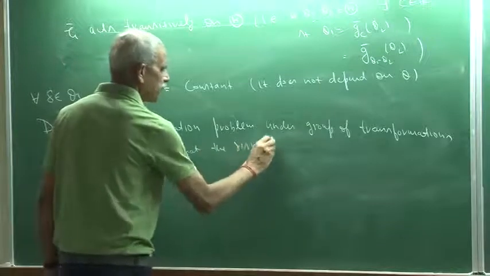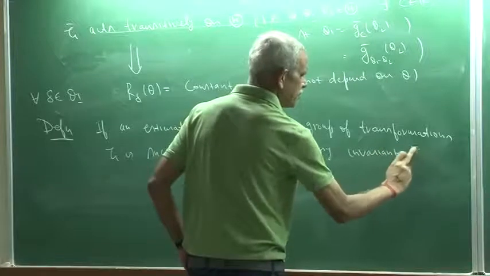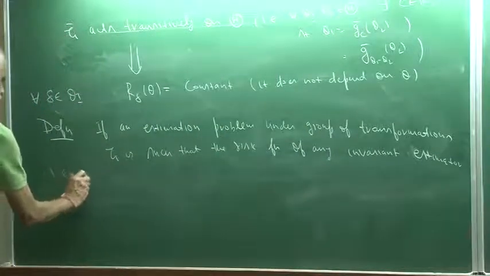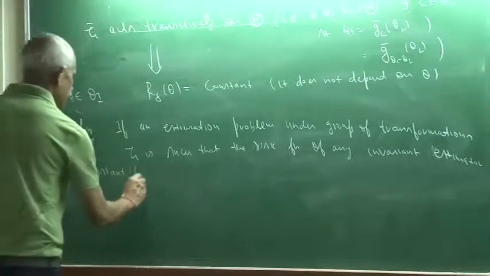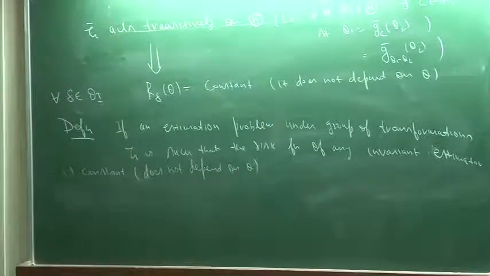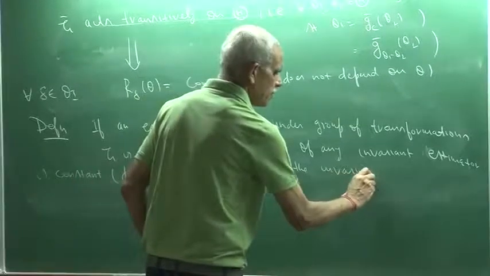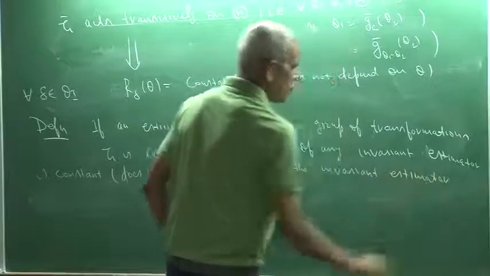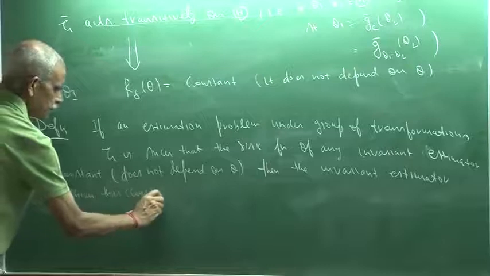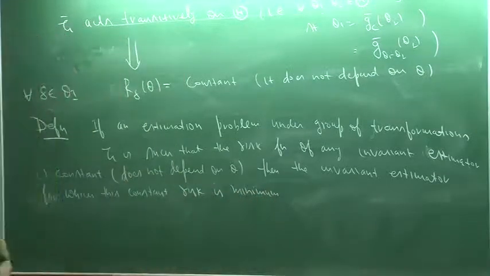the risk function of any invariant estimator is constant. It is constant. What does that mean? Does not depend on theta. Then the invariant estimator which minimizes this risk is called the minimum risk estimator. Then the invariant estimator for which this constant risk is minimum is called the minimum risk invariant estimator.